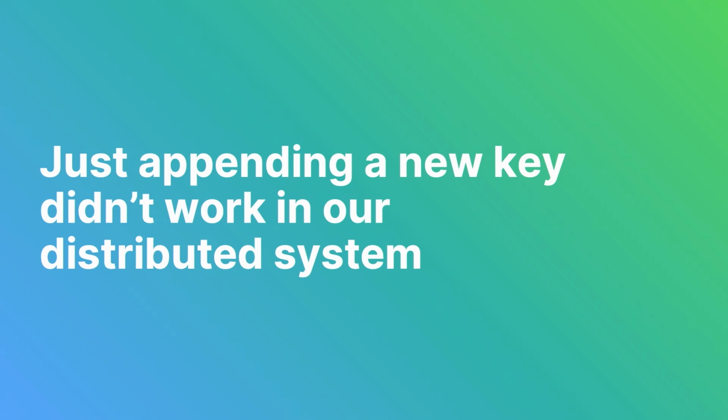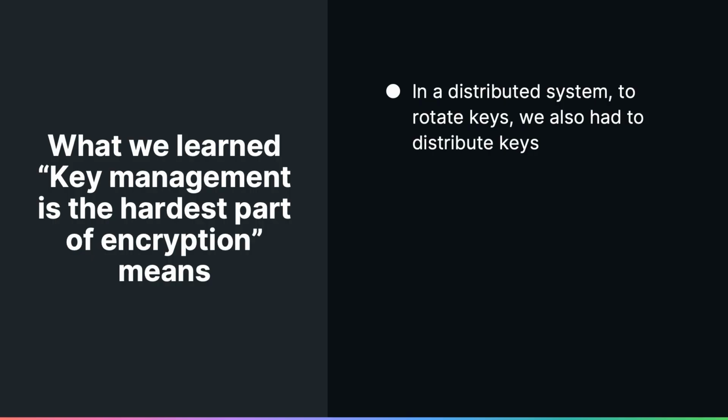So what we learned is just appending a new key didn't work in our distributed system. In a distributed system, to rotate keys, we also had to distribute keys. Before we started this project, our previous encryption service was actually networked, which is maybe not a choice you would want to make. We decided local encryption would be sufficient. But we distributed keys through a database-backed API in that situation. So we didn't have to worry about this type of key rotation and distribution until now.